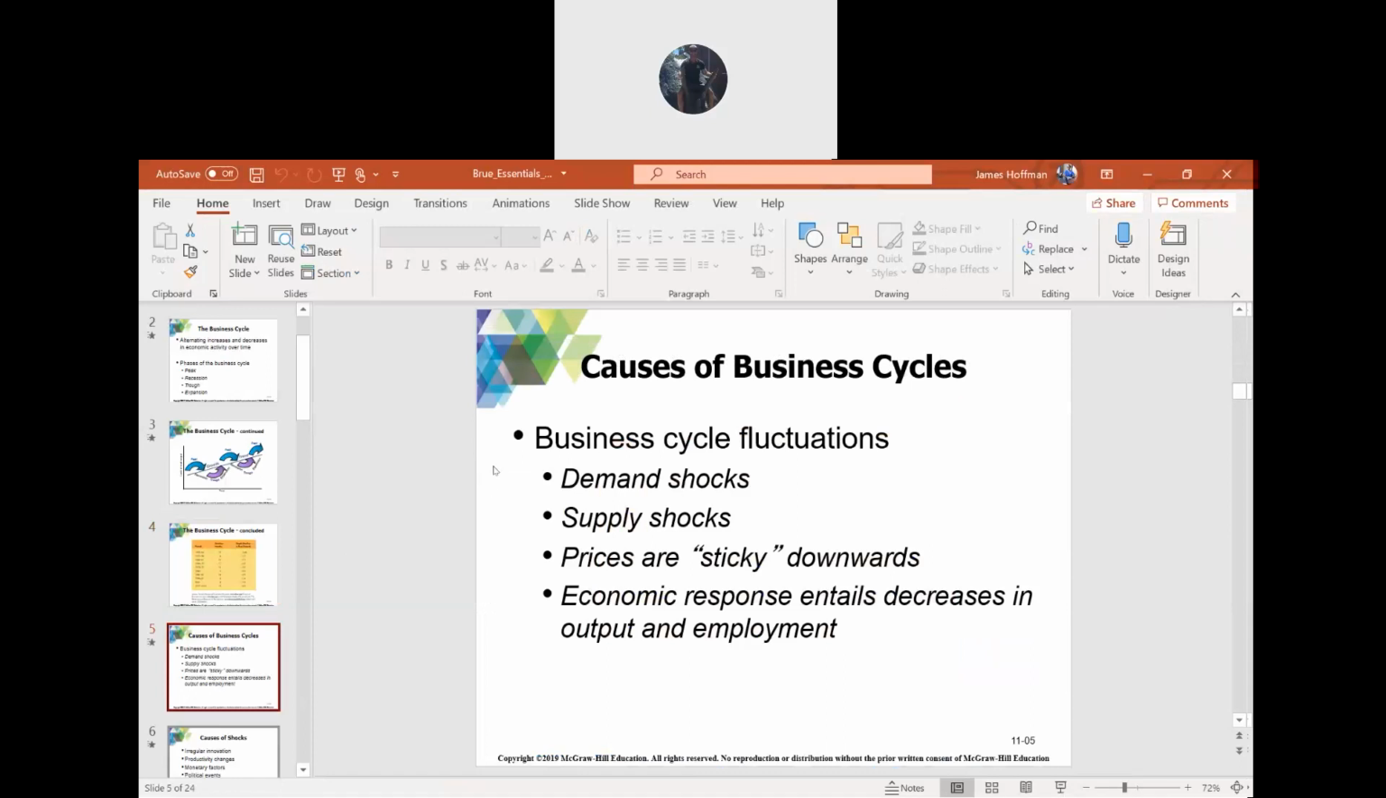Okay, so what causes the business cycle? What causes the economy to go up and down? There's fluctuations around the trend, and you can have a number of things. You could have demand shocks, where the current state is a number of factors.